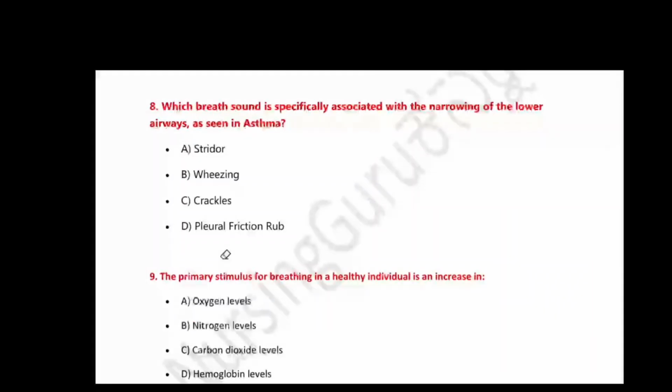Next, we will see the 8th MCQ, that is, which breath sound is specifically associated with the narrowing of the lower airways as seen in asthma? Which of the following breath sounds are associated with asthma? That means because of narrowing of lower airways, which type of sounds are heard in asthma? Here they have given stridor, wheezing, crackles, and pleural friction rub.